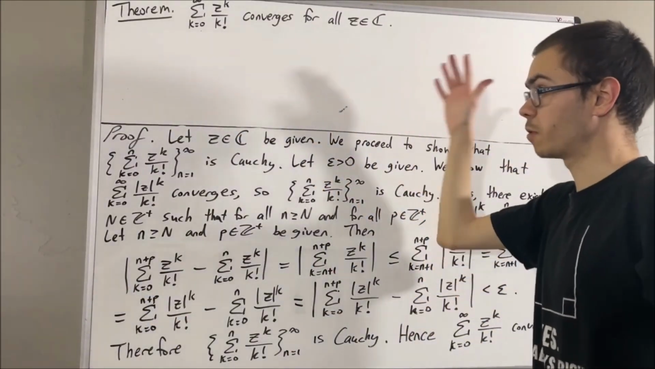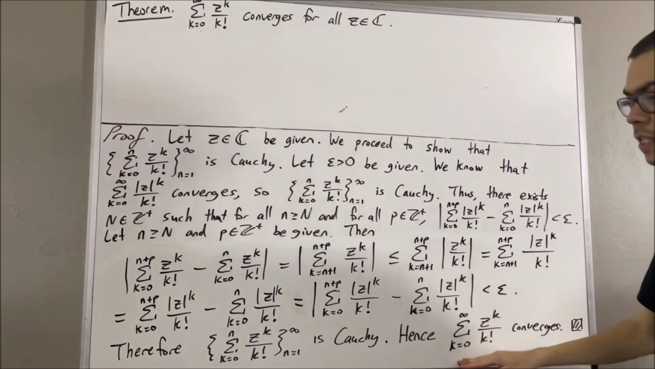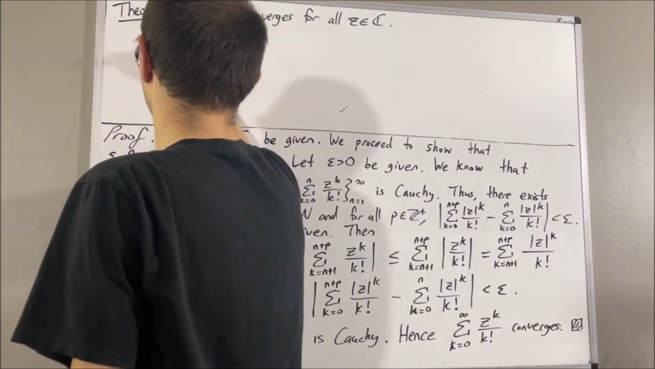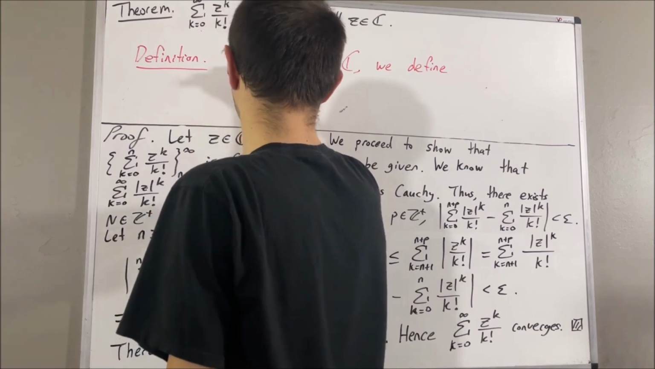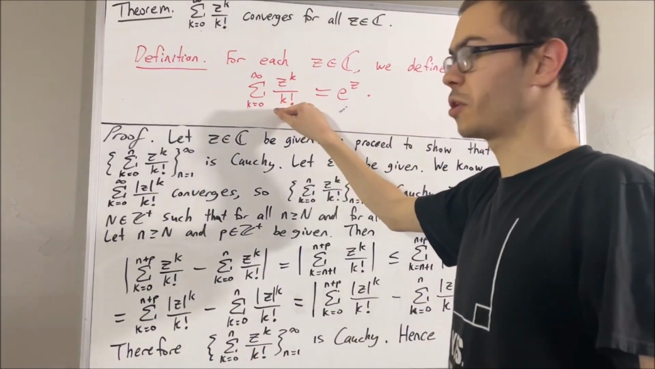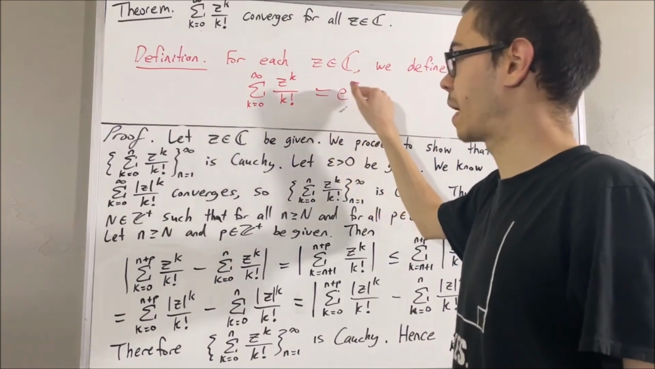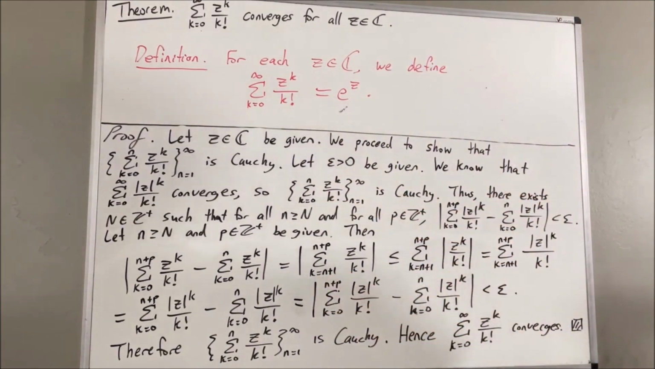Now for each complex number z, we're going to define the value of this infinite series to be the following. We define the value of this infinite series to be e to the power of z. And so, yeah, that's pretty much it for this video.